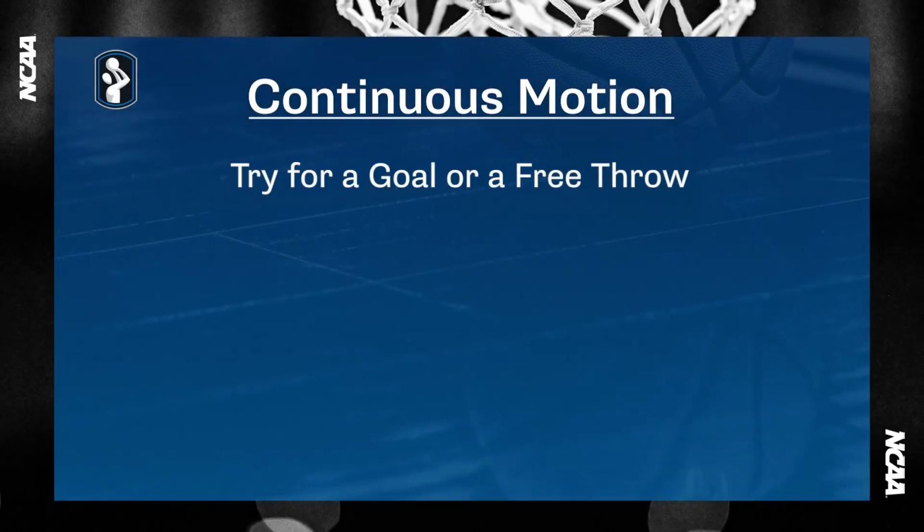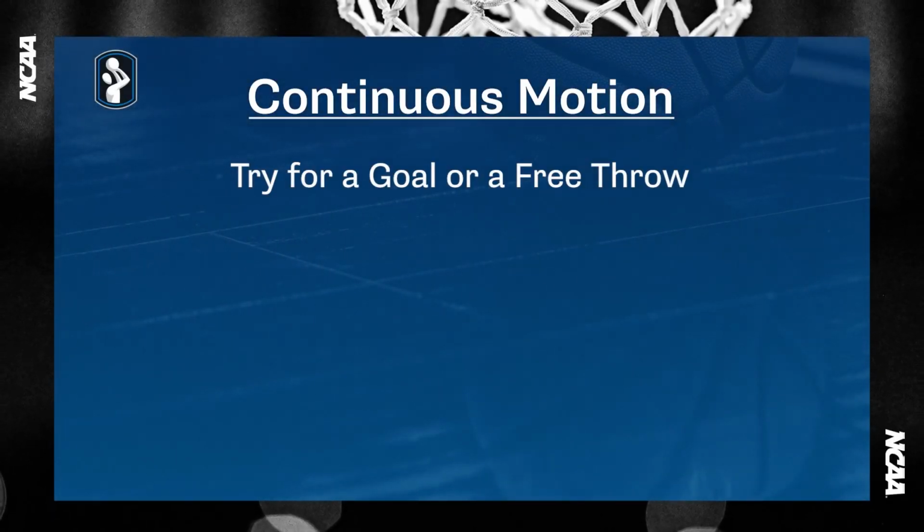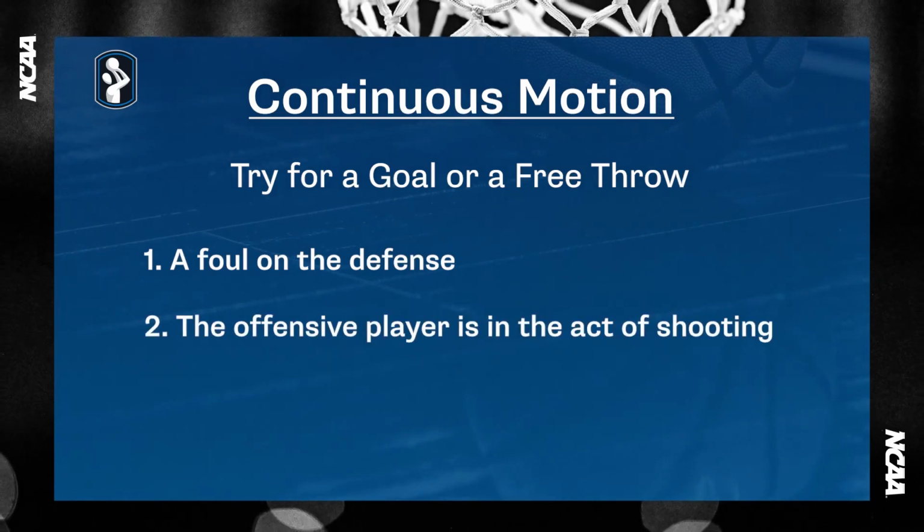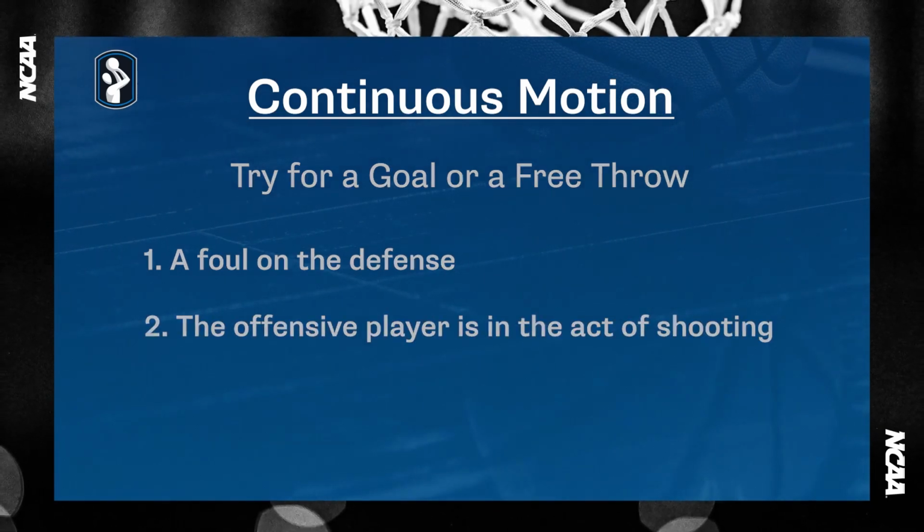In this week's video, we will discuss a rule that is commonly misunderstood in college basketball. Rule 4, Section 8, continuous motion, sometimes referred to as continuation. Continuous motion applies to a try for goal or free throw, but only when there is 1, a foul on the defense, and 2, the offensive player is in the act of shooting.